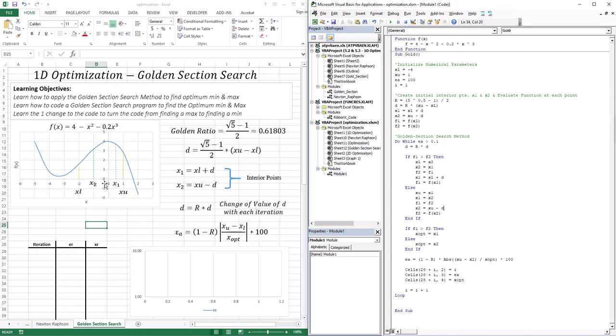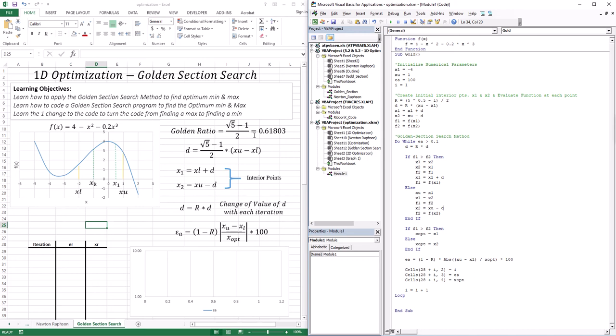And x2 and x1 are not going to be random points. Actually, they're going to be dependent on these two equations. x1 is going to be the lower limit plus d, and x2 is going to be the upper limit minus d. So what is d? Well, d is a constant that is defined in terms of this constant here, which is the golden ratio, and also the difference between the upper limit and the lower limit. And the golden ratio is defined in terms of this.